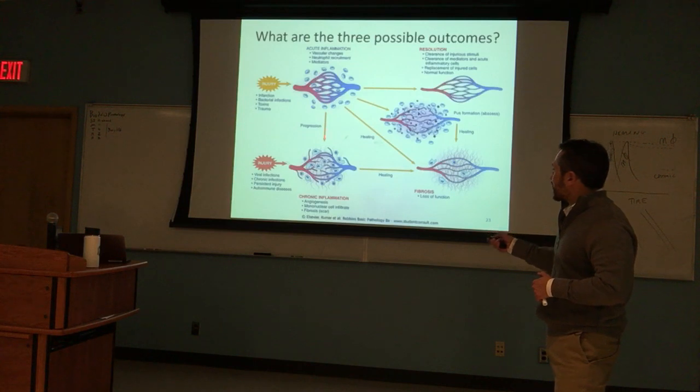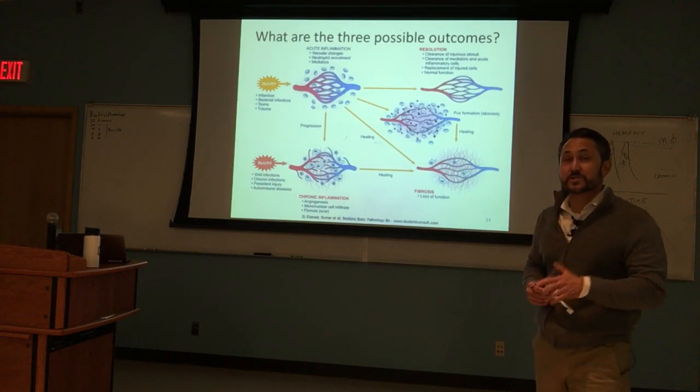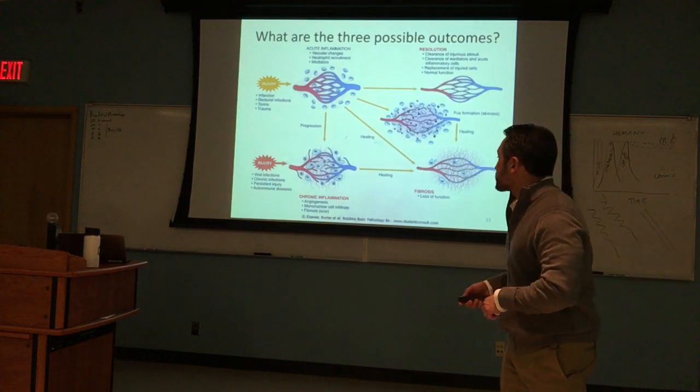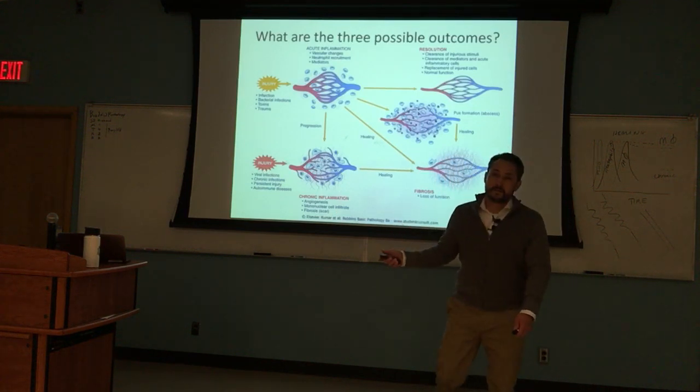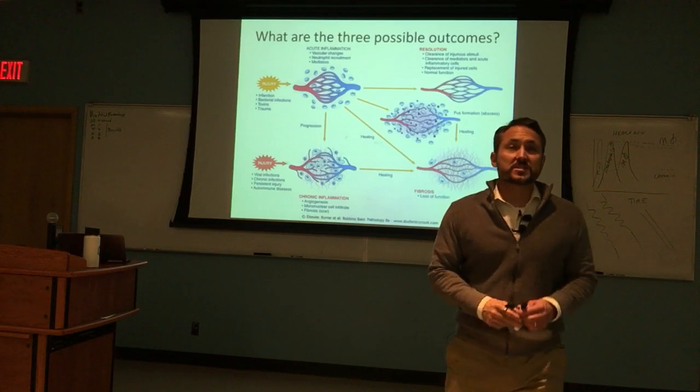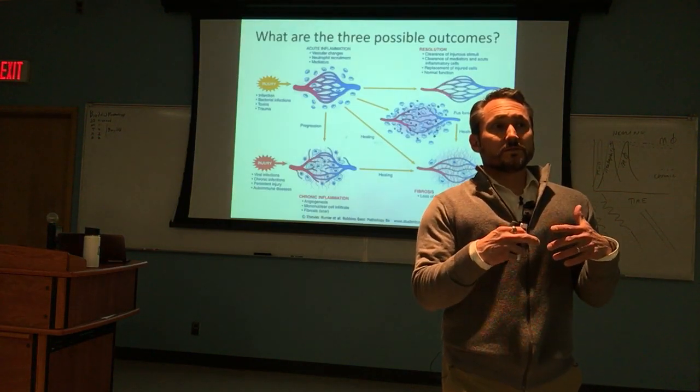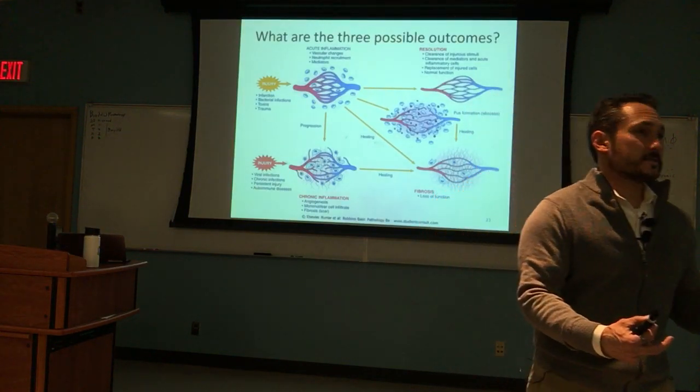Okay, let's talk about this line here, if it progresses to chronic inflammation. This is where we're headed later in the lecture. So, in chronic inflammation, the injuries never go away. That's the key. The signal for tissue injury never subsides.